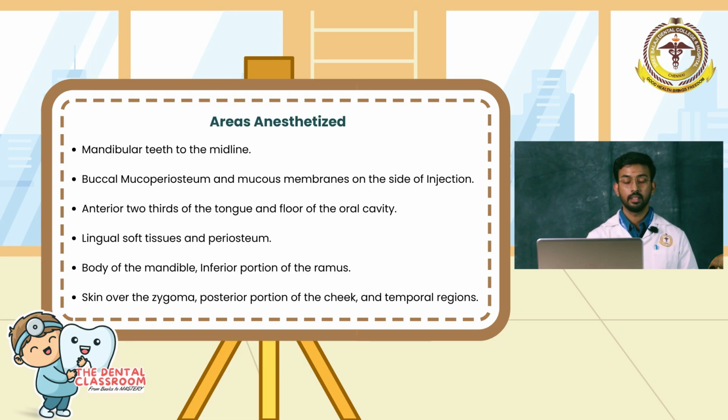Areas anesthetized being mandibular teeth till the midline, buccal mucoperiosteum and mucous membrane on the side of the injection, anterior two-third of the tongue and the floor of the oral cavity, lingual soft tissues and periosteum, body of the mandible, inferior portion of the ramus, skin over the zygoma and posterior portion of the cheek and temporal regions.